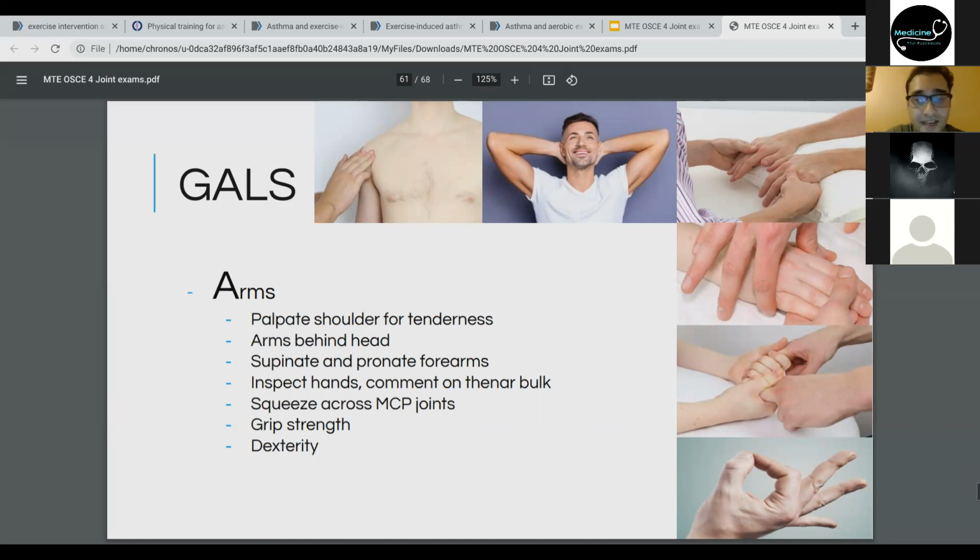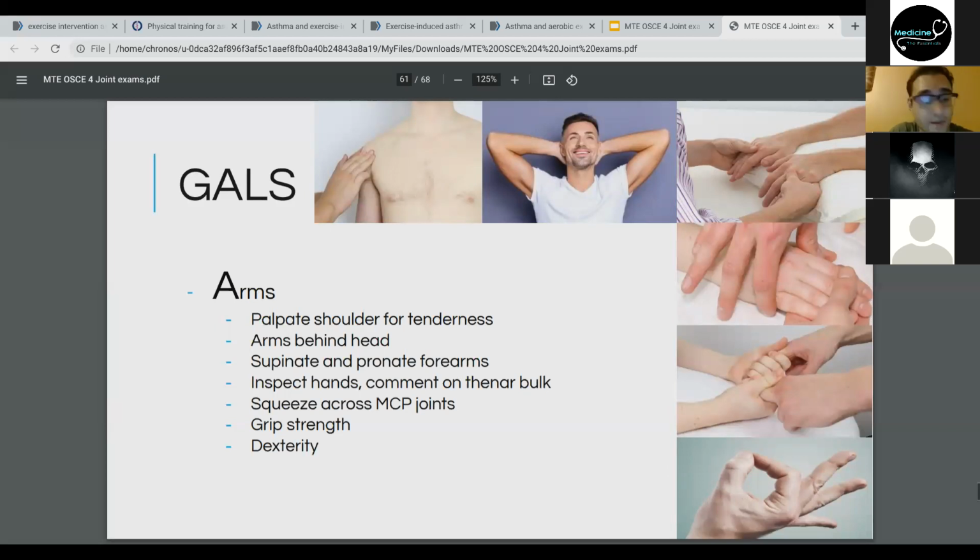Then you inspect the hands. Remember, when you're inspecting the hands, you're looking at the back and the fronts of the hands. You comment on the thenar bulk. Remember, thenar bulk is going to be a sign for if there's any carpal tunnel syndrome or any median nerve disturbance. Squeeze across the MCP joints.